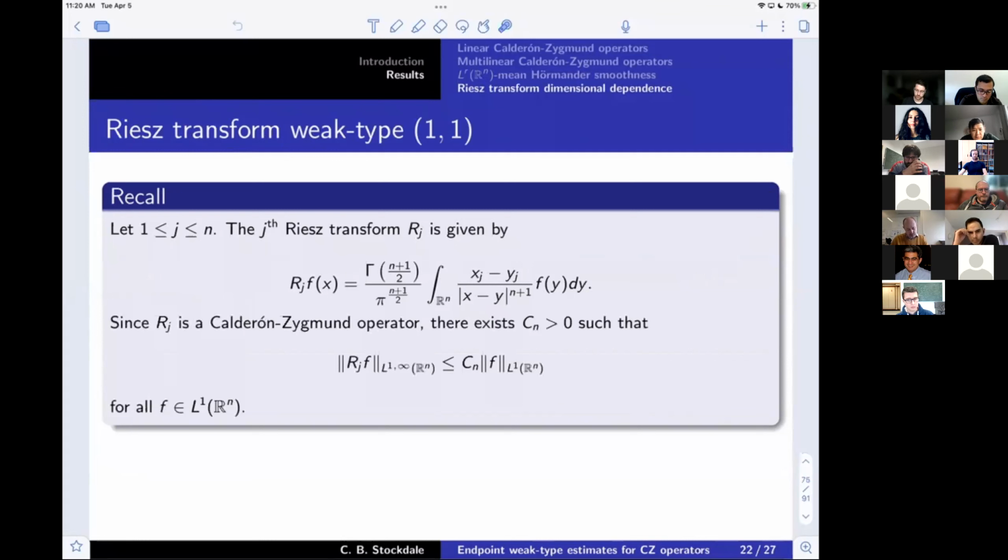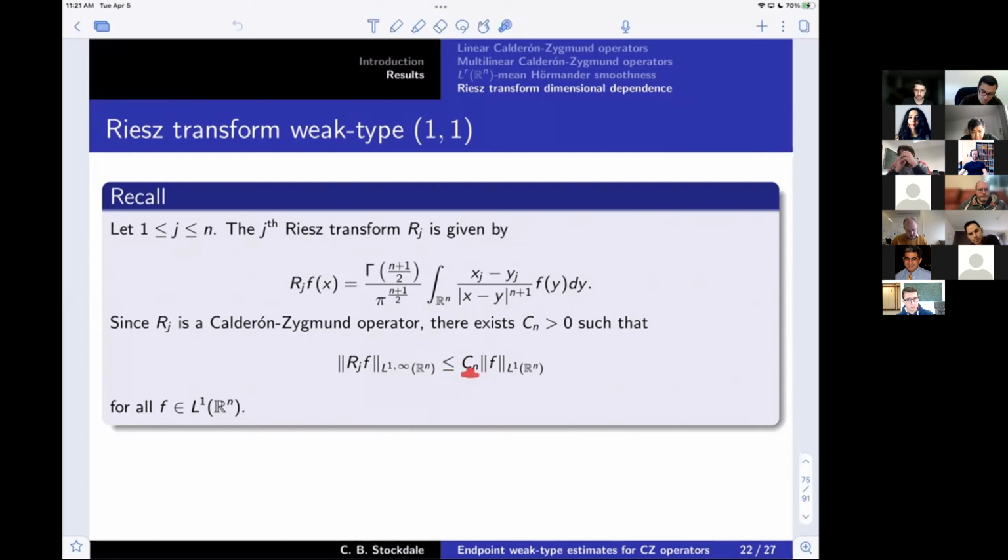So in particular, it satisfies the weak 1-1 inequality. And what we're going to be interested in is this constant Cn. So it satisfies this inequality. There's some constant here for which it holds true. Usually I was just absorbing that into a squiggle notation, but there's some constant here for which this holds true. And the question is, what is this constant?